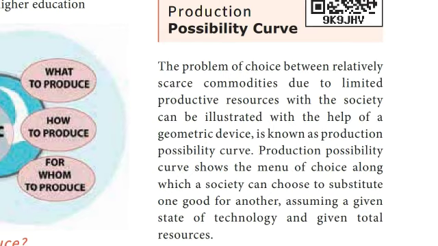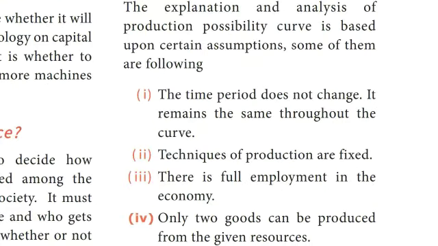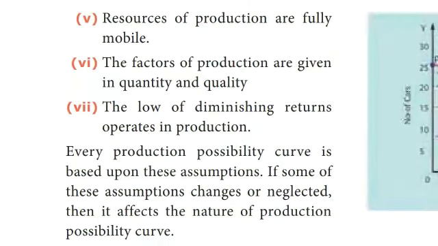The explanation and analysis of the production possibility curve is based upon certain assumptions. Some of them are the following. First, the time period does not change. Second, techniques of production are fixed. Third, there is full employment in the economy. Fourth, only two goods can be produced from the given resources. Fifth point, resources of production are fully mobile. Sixth, the factors of production are given in quantity and quality. Seventh, the law of diminishing returns operates in production.